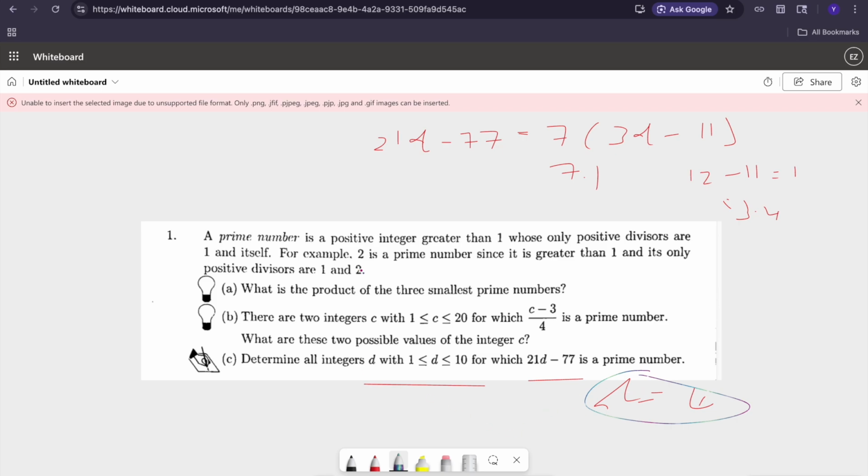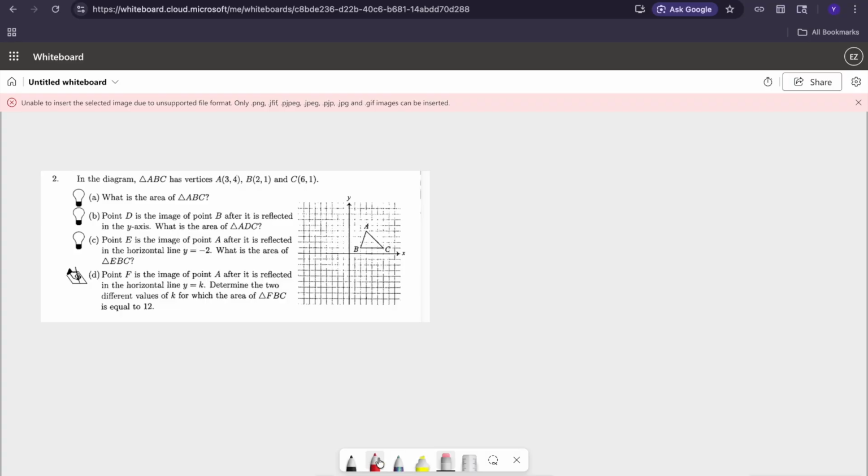Okay, thank you. First question. We're looking for the area of triangle ABC. And we know triangle ABC has vertices A equals (3, 4), B (2, 1), and C (6, 1).